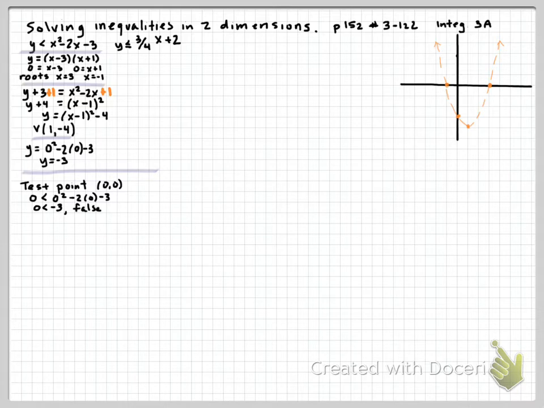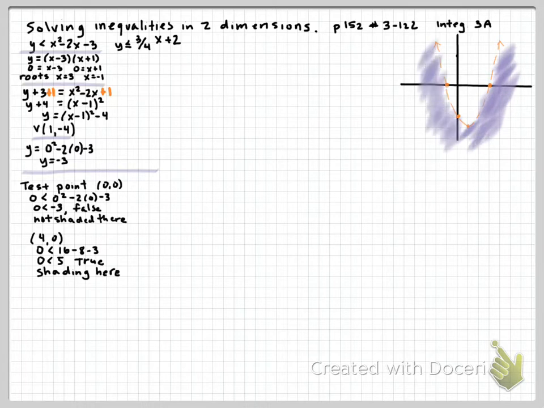I'm going to pick another test point that verifies this so that I get a true. I'm going to pick a point that's not on the parabola. That's a nice, easy point. You can use any point, really. I'm going to pick the point (4, 0). You can notice (4, 0) is not on the parabola. So when I use (4, 0), I get a true. And where (4, 0) is, I'm going to go ahead and shade, but really I'm shading every point. Every point below that parabola would also make this true. So there's my shading.